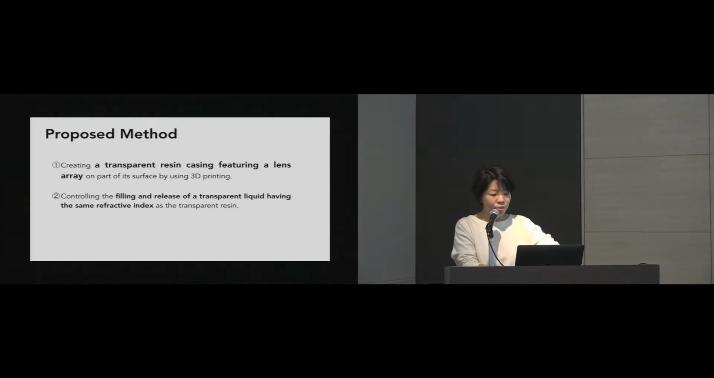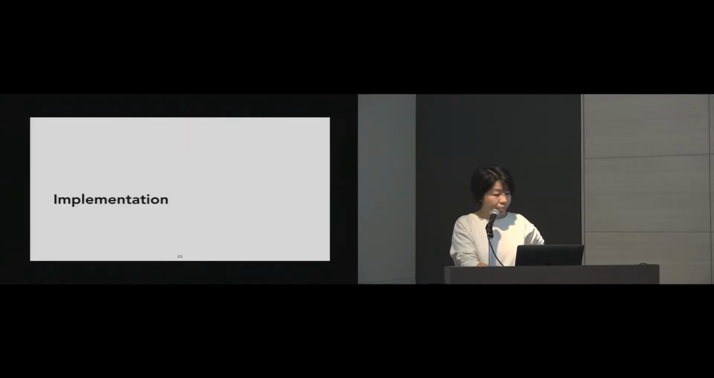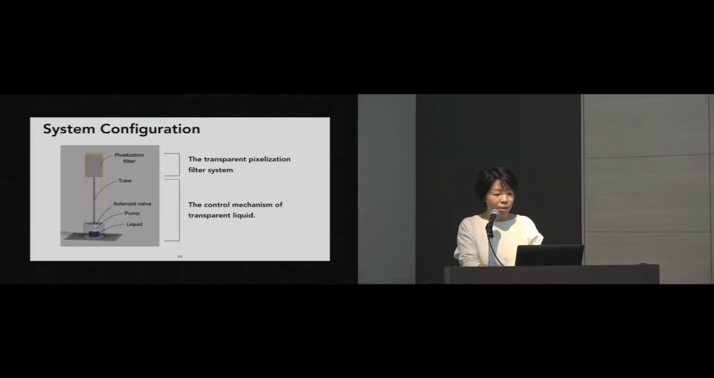Therefore, as our proposed method, first, we create a transparent resin casing featuring a lens array on part of this surface by using 3D printing. Second, we control the filling and the releasing of a transparent liquid having the same refractive index as the transparent resin. I will now explain our implementation based on these approaches.